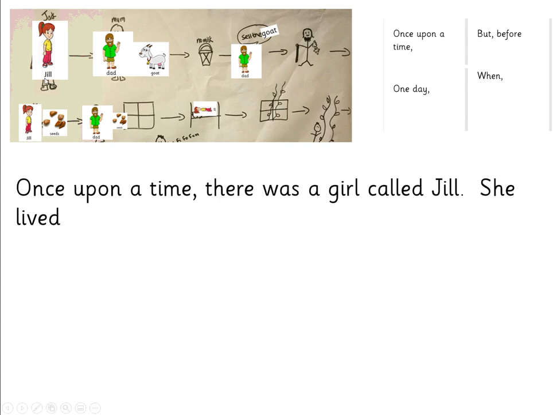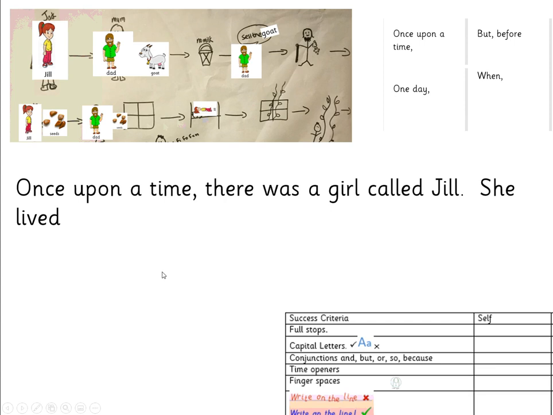But before Jill reached market, she met an old man who offered her some seeds. Jill took the seeds. When her dad saw the seeds, he threw them out the window and sent her to bed with no tea. So do you see how I'm doing it?